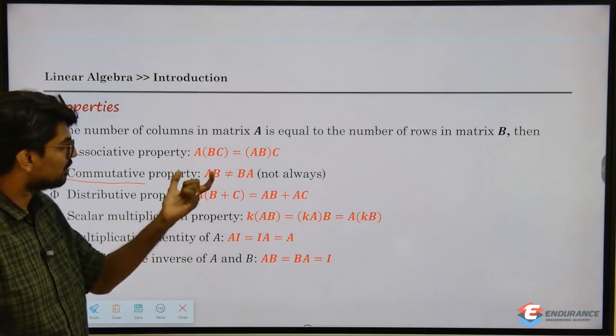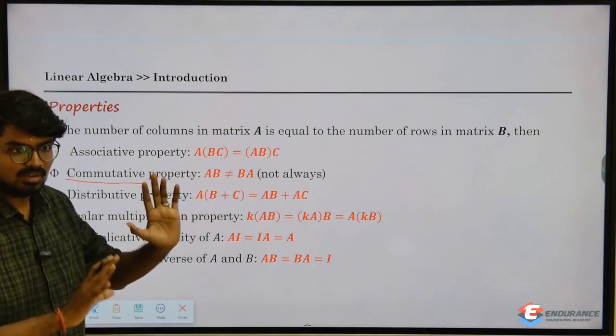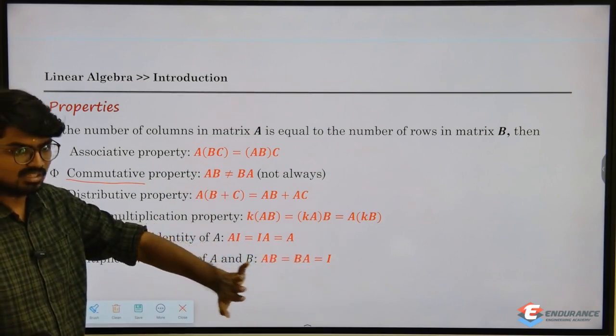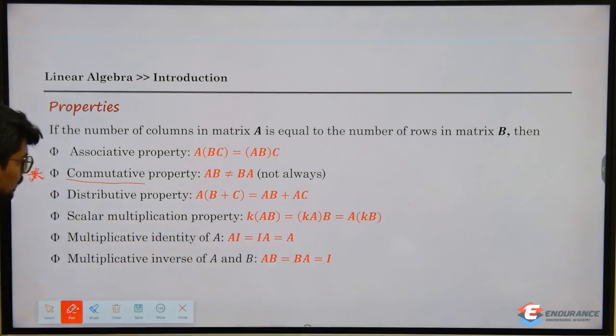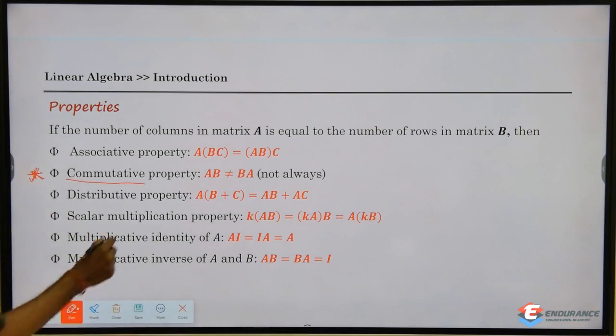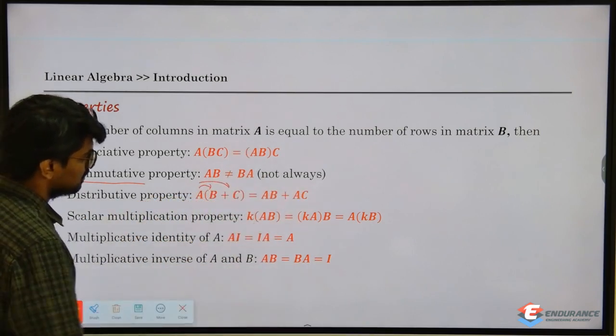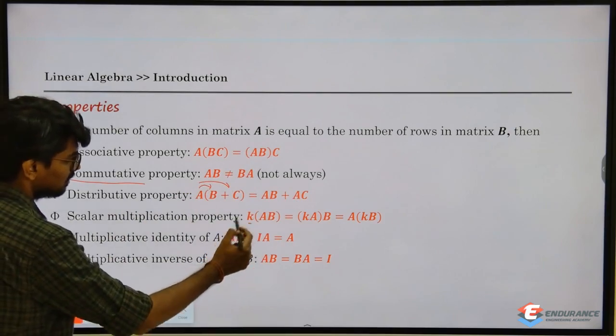Okay, so in the property, AB may be equal to BA or it may not be equal to BA. Just keep that in mind. Okay. Distributive property and all, it's fine. I am just taking this A inside, A into B plus C, and again the same way, scalar multiplication.